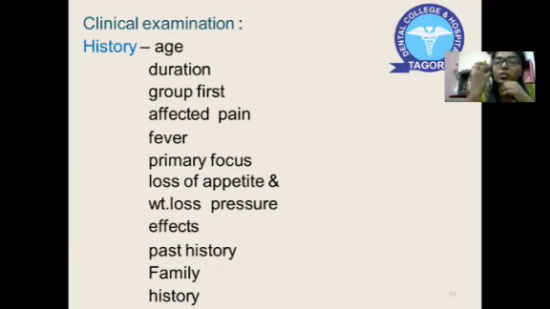And the duration of the condition: when it is an acute condition, if the patient has pain and inflammation, it can be a sign of acute lymphadenitis. And which group of lymph nodes is affected first? For example, the cervical group of lymph nodes is affected first in Hodgkin's lymphoma or Hodgkin's disease, whereas inguinal lymph nodes are affected mostly first in filariasis.